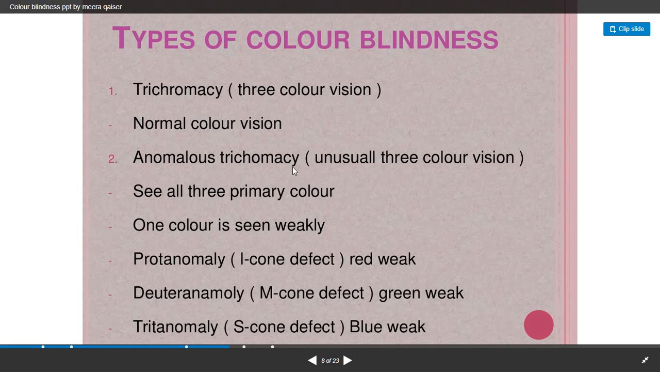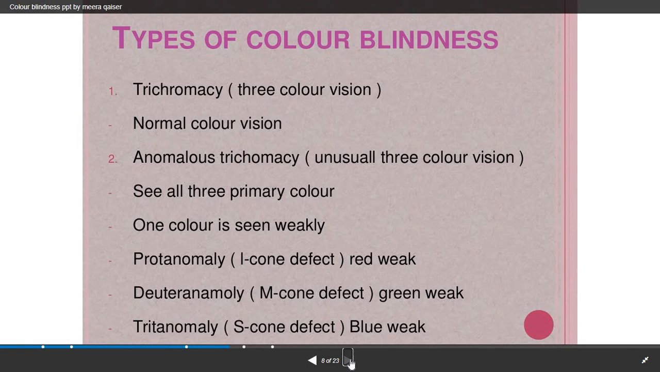Second, anomalous trichromacy, that is unusual three color vision. They can see all three primary colors, but one color is seen weakly. Protanomaly, that is an L cone defect, means they can see red color weakly. Deuteranomaly, that is an M cone defect, means they can observe green color weakly. Tritanomaly, that is an S cone defect, means they can observe blue color weakly. So these are the two types: trichromacy, three color vision; and anomalous trichromacy, unusual three color vision.